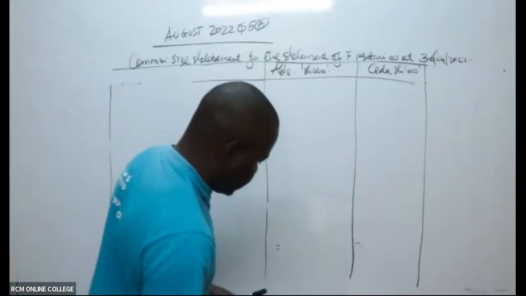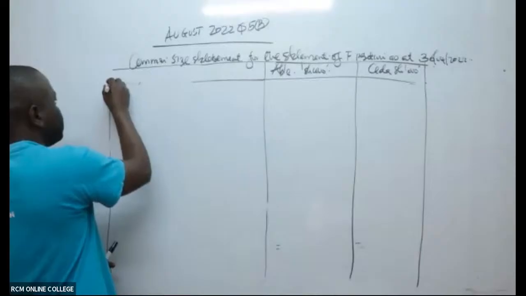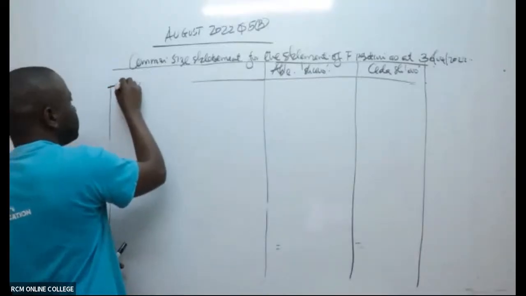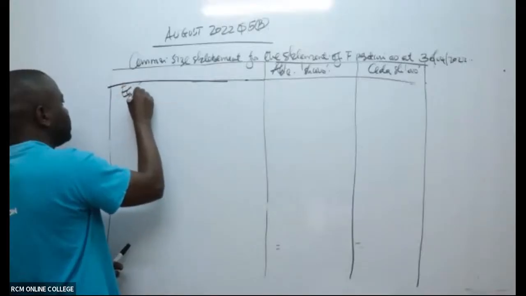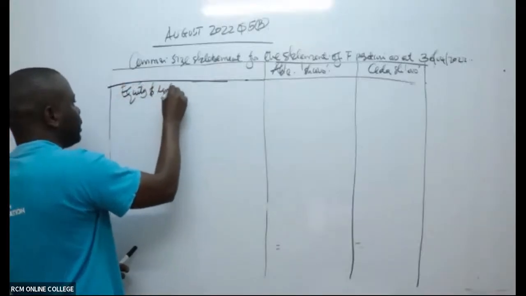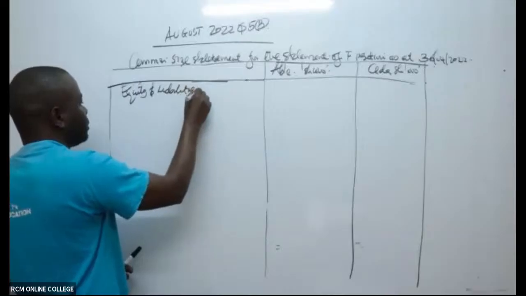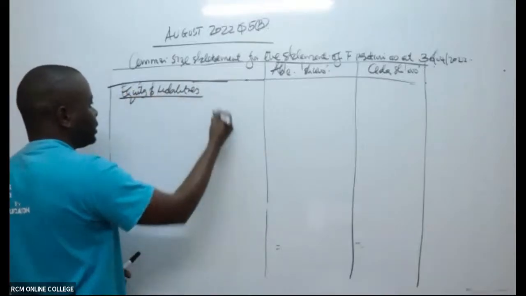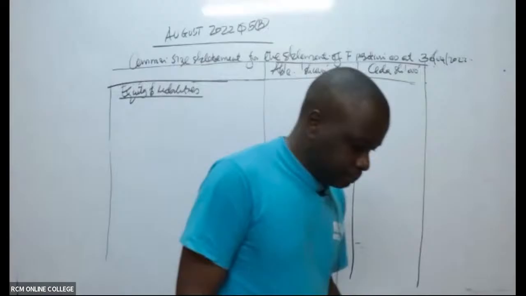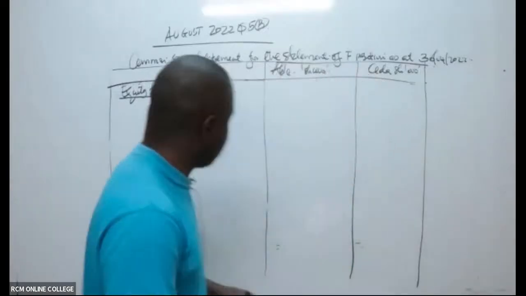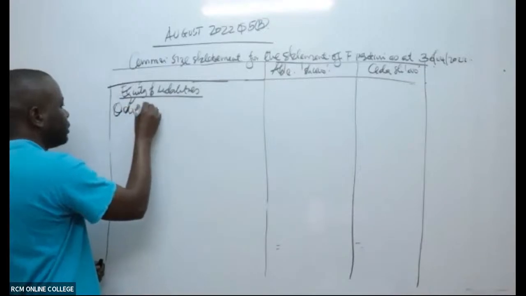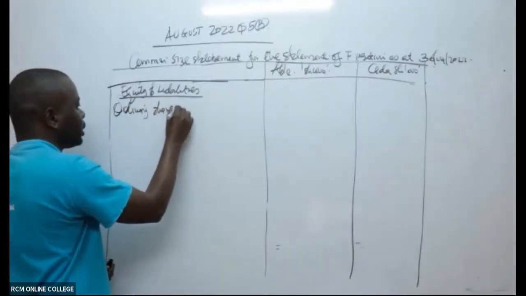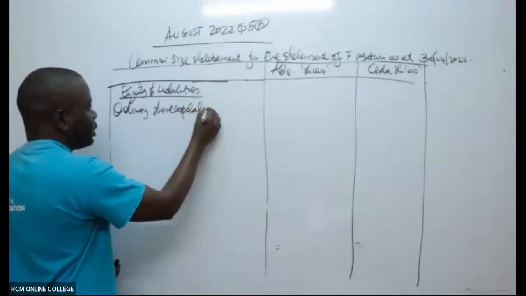The side for equity and liabilities. So we have, in this case, equity and liabilities. The first item there is ordinary share capital.